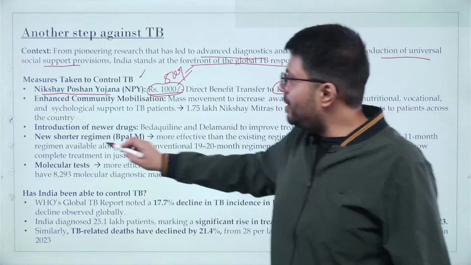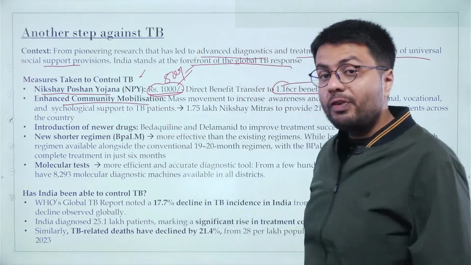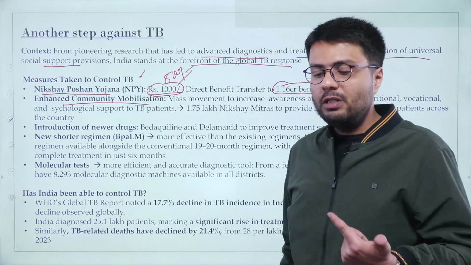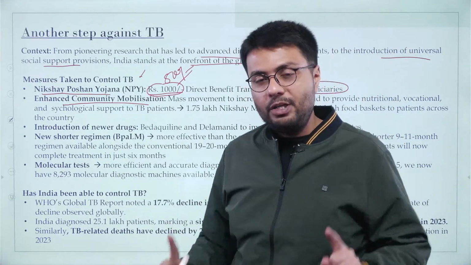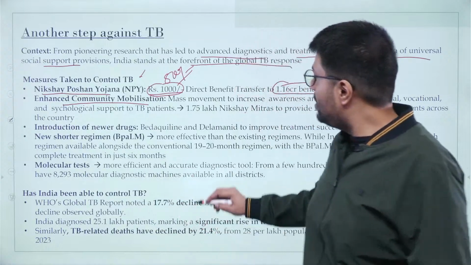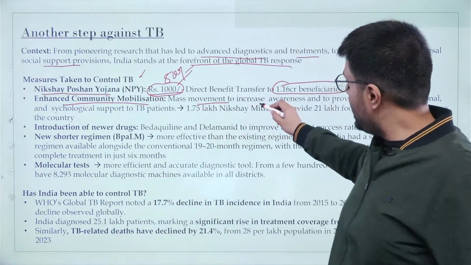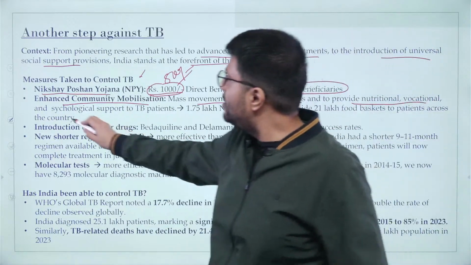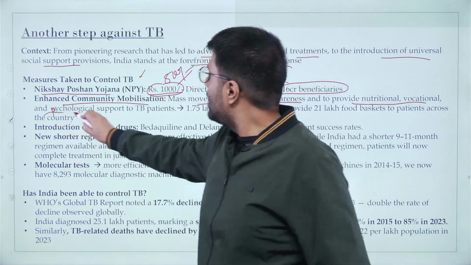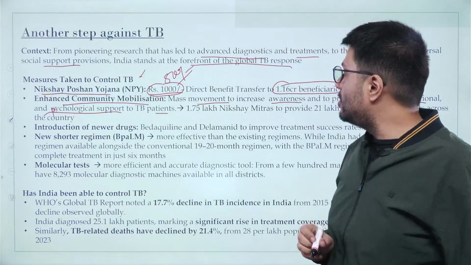Also, the government is looking to enhance the levels of community mobilization, so that not just people who are suffering from TB should be aware, but the entire society should be aware. Based on this awareness, a mass movement is taking place to increase awareness and provide nutritional, vocational, as well as psychological support to TB patients.